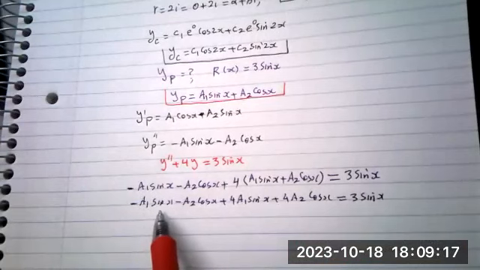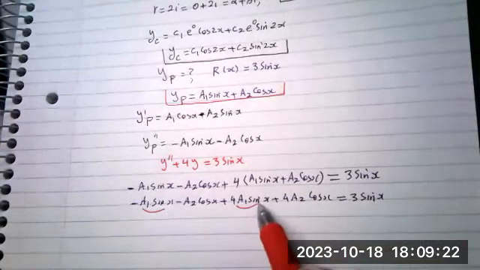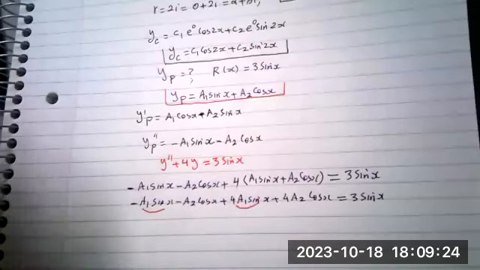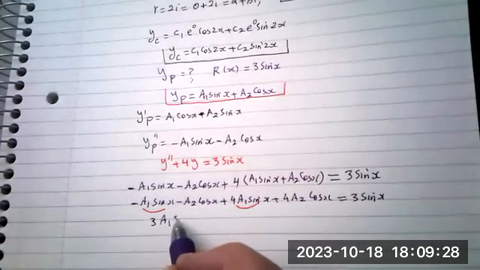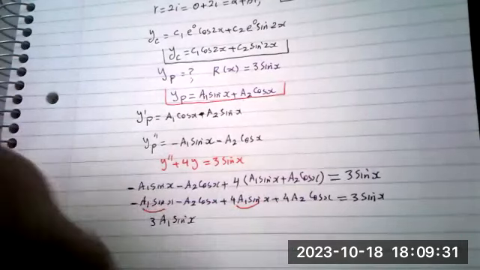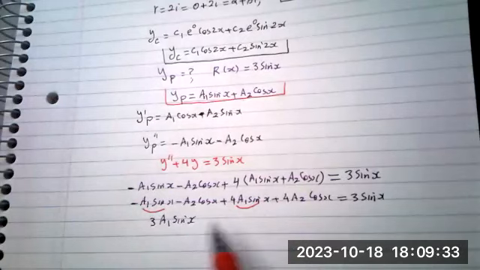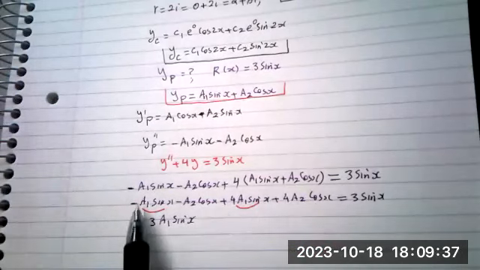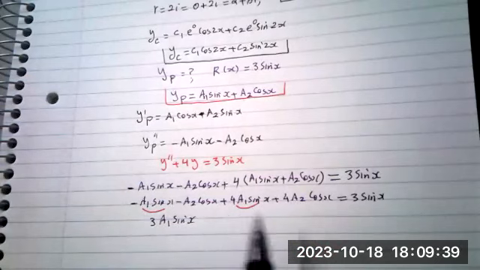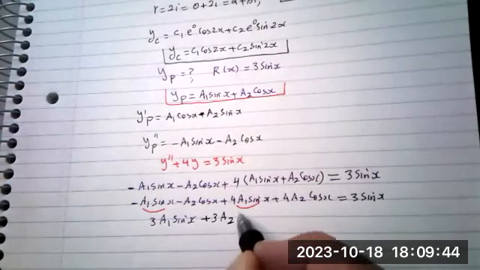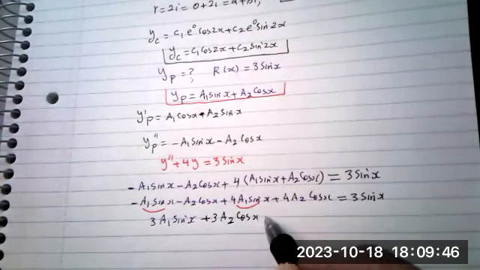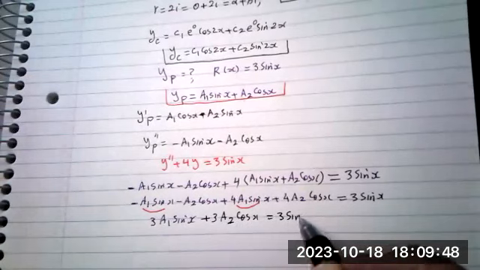So this is the negative a1 sine, this is 1 sine and this is 4. So that gives you 3, okay, 3a1 sine x. And in the case of the cosine, the same thing. It's going to be plus 3a2 cosine x, which is equal to the 3 sine x.